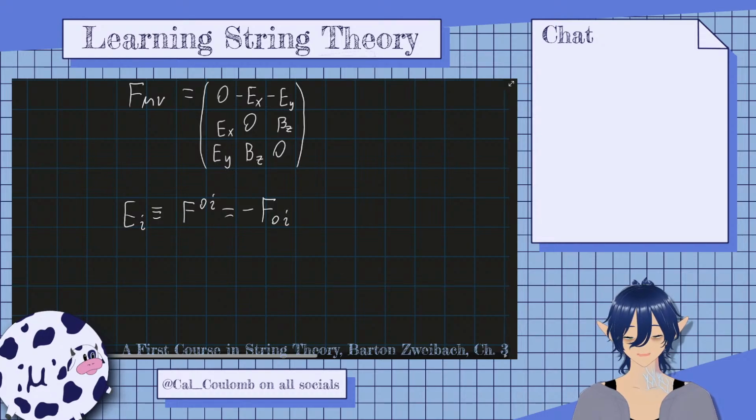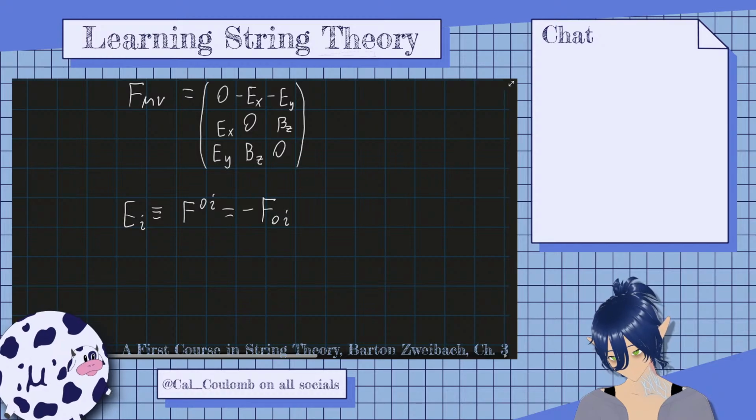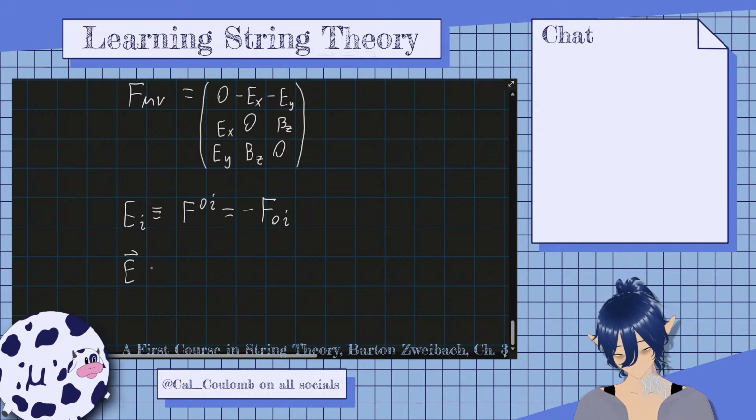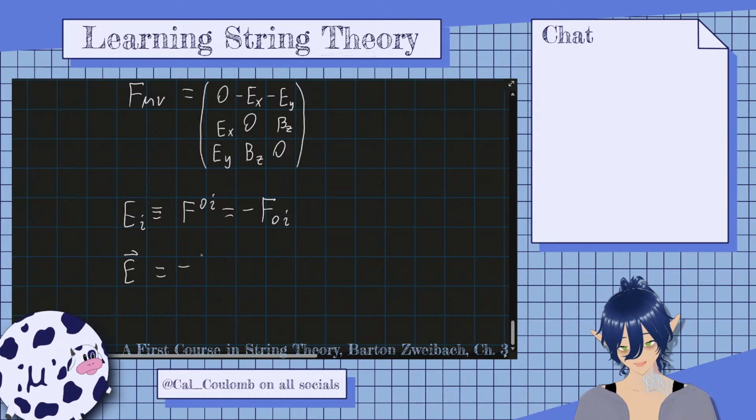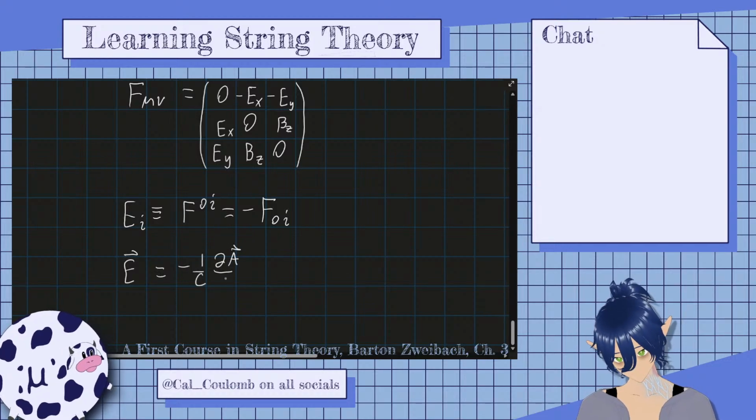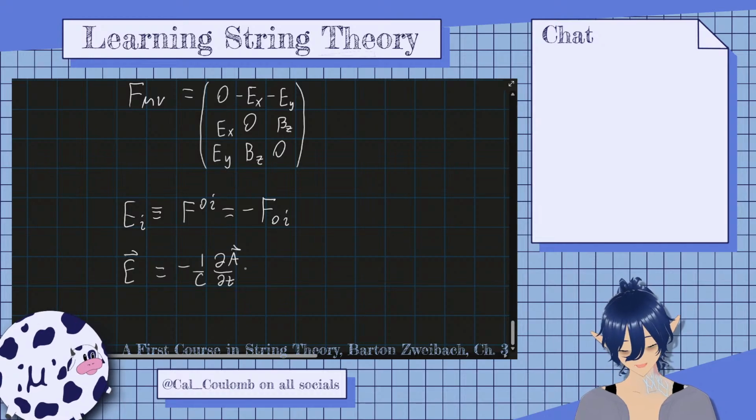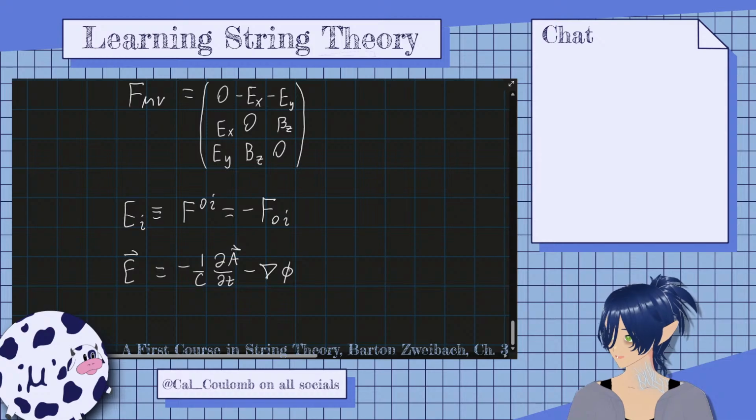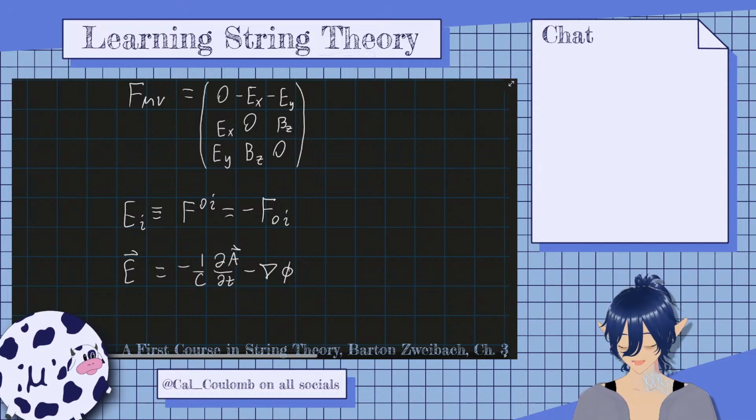Equation 3.18 implies that in any number of dimensions, the E vector is equal to minus 1 over c partial A over partial t minus the gradient of phi. That makes sense to me because there's no reference really to the dimensionality in this expression. That isn't the case for the magnetic field though.